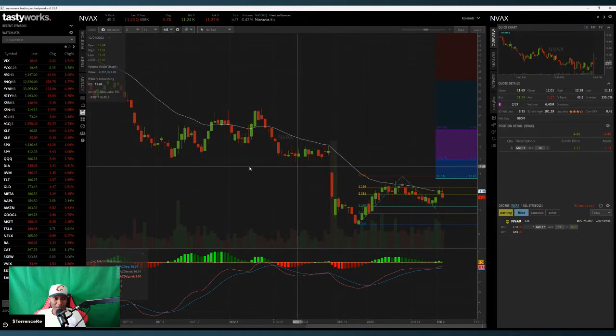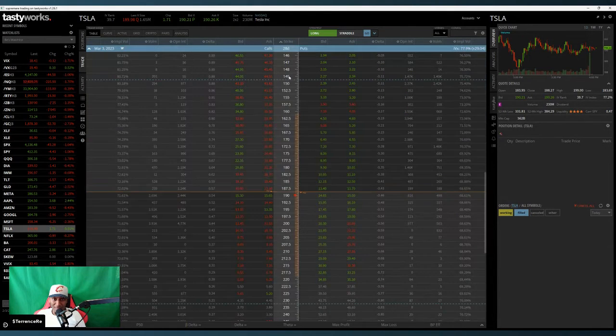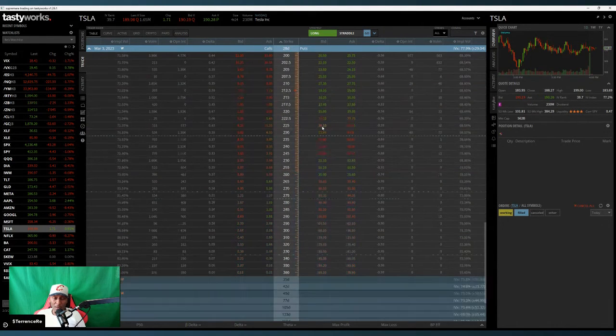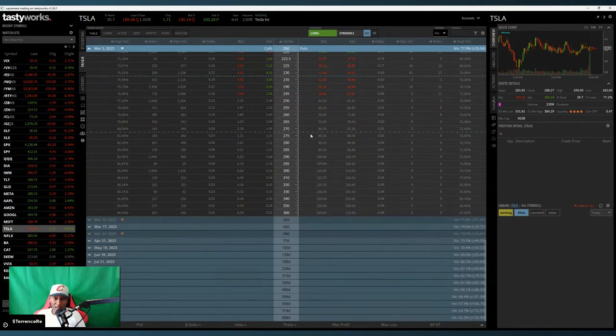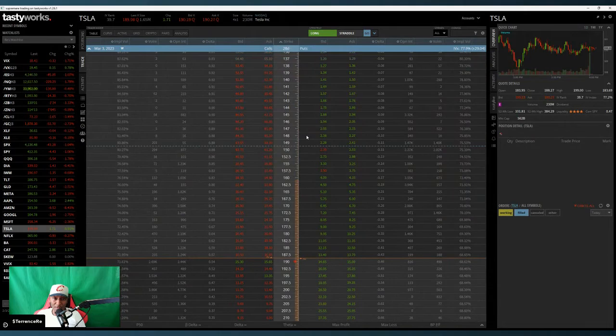I would advise, when trading something like Tesla, just me, I'm coming out here and you see this little dotted line on TastyWorks. As far as I know, they have the best option chain you're gonna see.